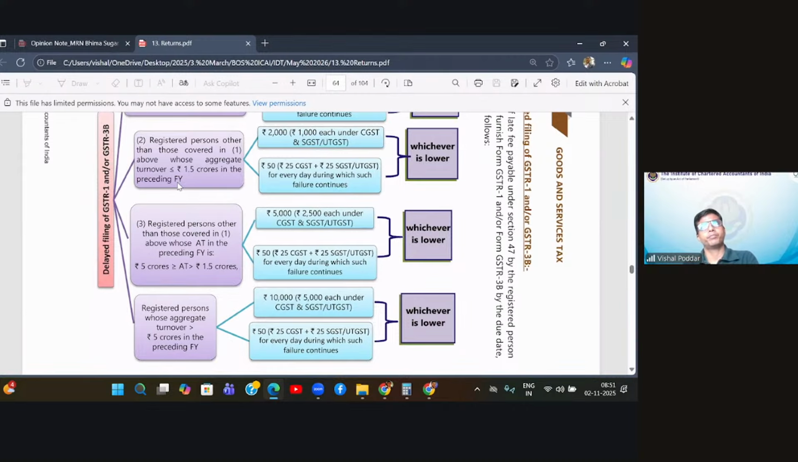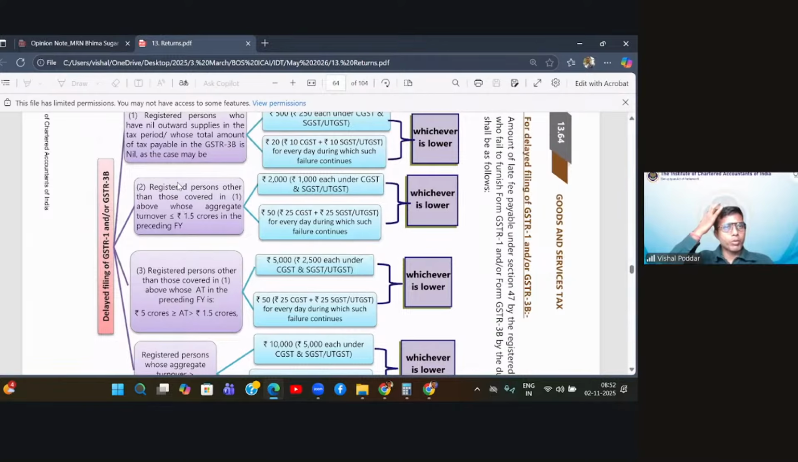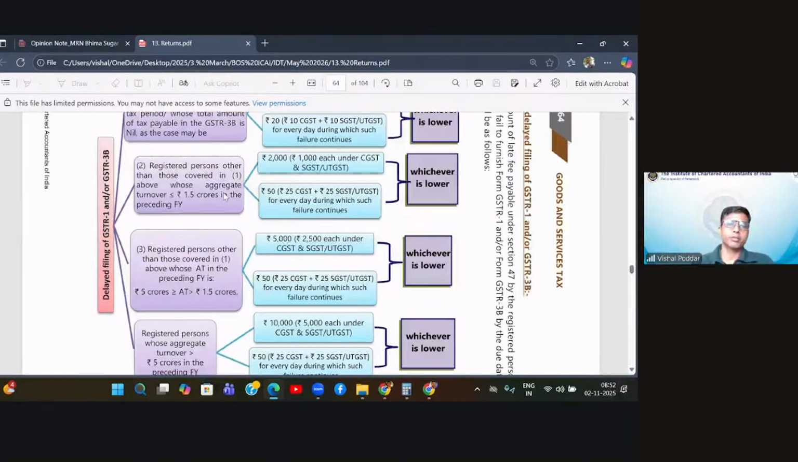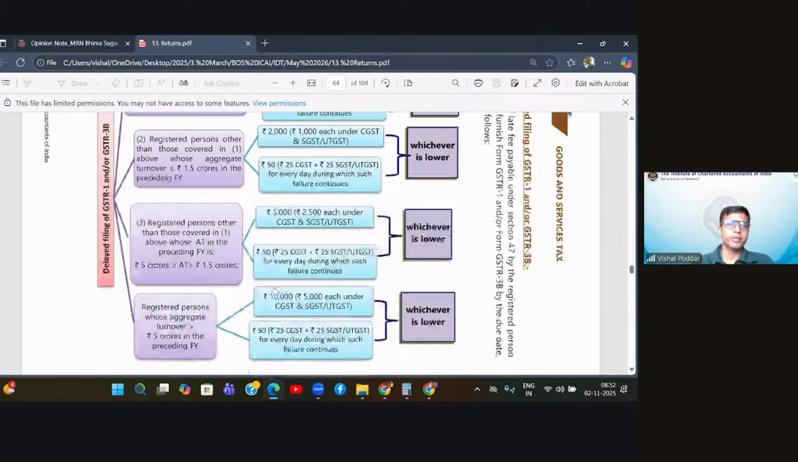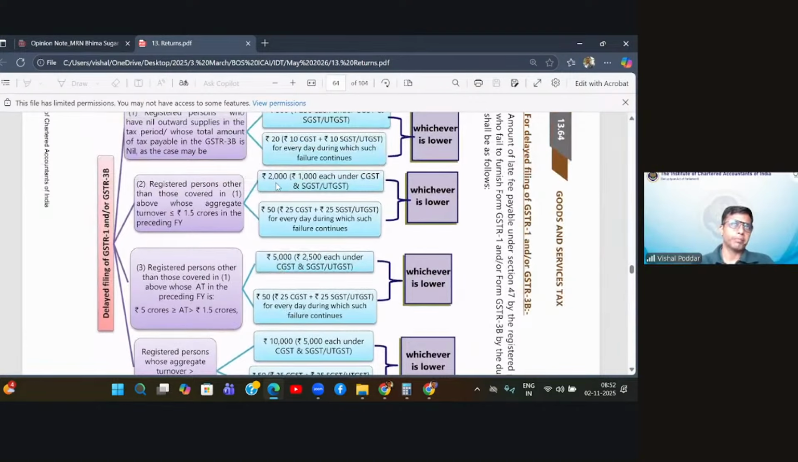And then the last bracket: registered persons whose aggregate turnover is more than 5 crore in the preceding financial year, the late fee is 10,000 or rupees 50 for each day, whichever is lower. So this is how the late fee calculation has been rationalized. Firstly, if the liability is nil, then anyways it is the least. But if you have a liability, then it depends upon your turnover. So if you're a small taxpayer, the fee is lesser. If you are a bigger taxpayer, then the fee is higher. But important to note is the per day fee is the same in all three categories, irrespective of turnover. What is changing is only the upper cap.